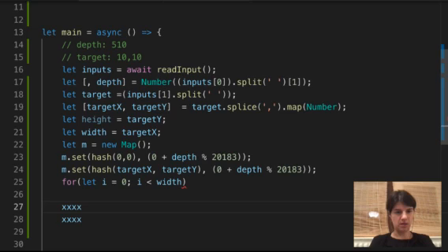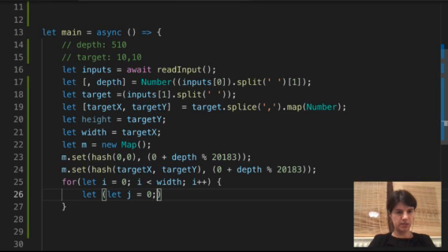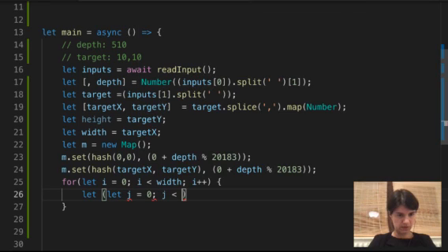It's less than the width, and i plus plus, for let j is equal to 0, j is less than height, j plus plus.